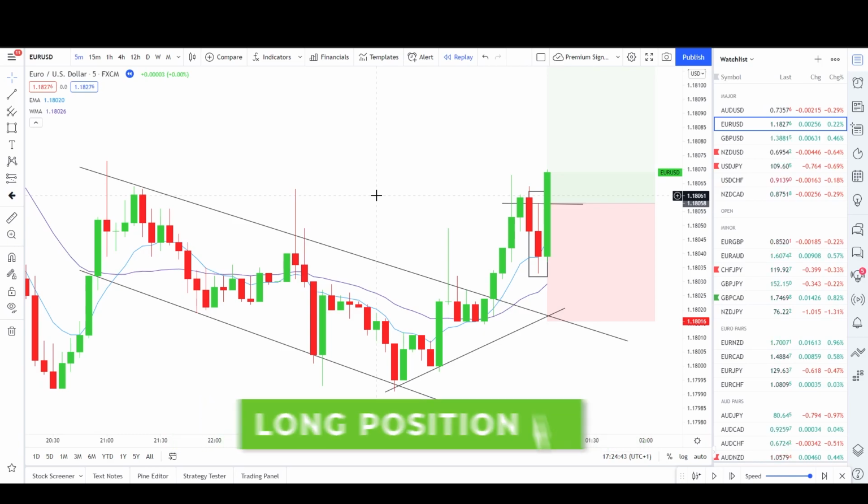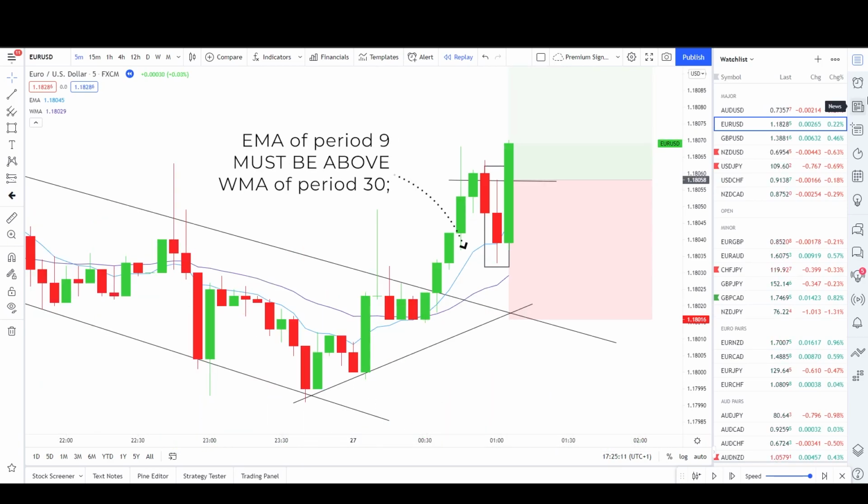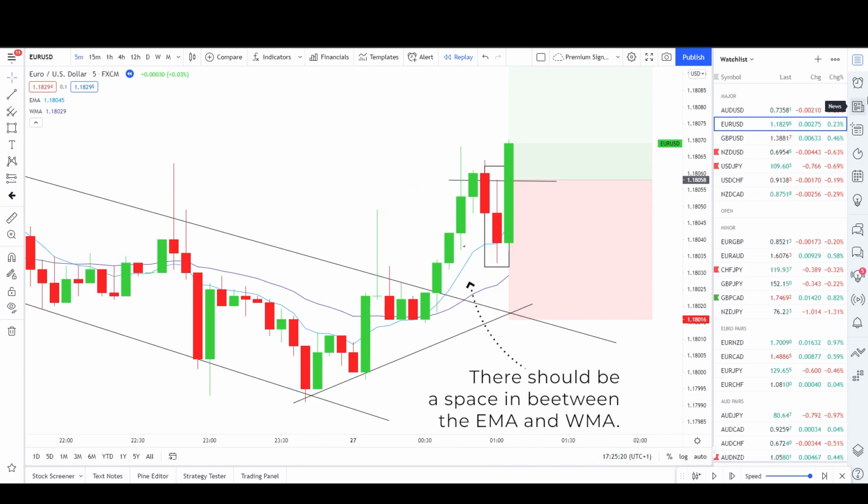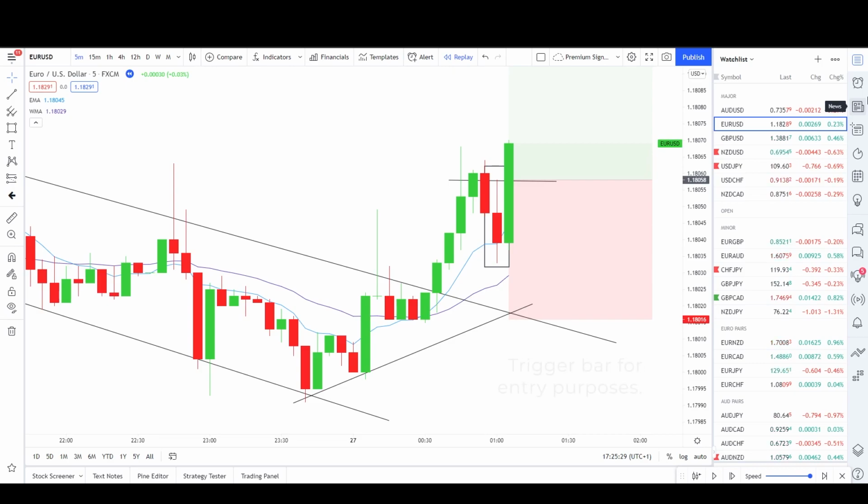So let's start off by me explaining and showing you an example of a buy trade scenario, and here are the rules to follow. The exponential moving average of period 9 must be above the weighted moving average of period 30, and those two moving averages need to be apart from each other. As you can see in this example, they have to have some kind of blank space in between them, and then the first candlestick that closes below the 9 EMA will be used as the trigger bar for the buy entry. Once that is confirmed, we will place a trade above the trigger candlestick.